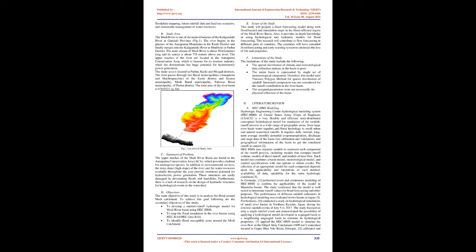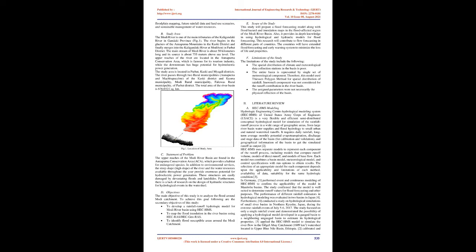HEC-HMS deals with the basic water balance equation, which takes into account the main parameters that control runoff and can simulate rain runoff events, while HEC-RAS can simulate runoff hydraulics through the channel according to the channel morphology, and can generate the range of the inundated zone. The HEC-HMS and HEC-RAS models can assess areas flooded with known storms. Additionally, the calibrated model can be used for future floodplain mapping, future rainfall data and land use scenarios, and sustainable management of water resources. Study area.